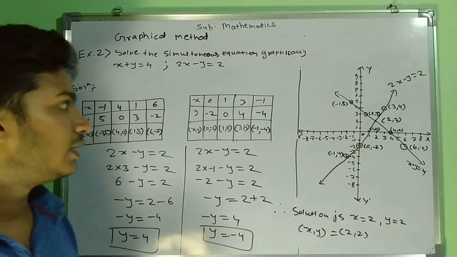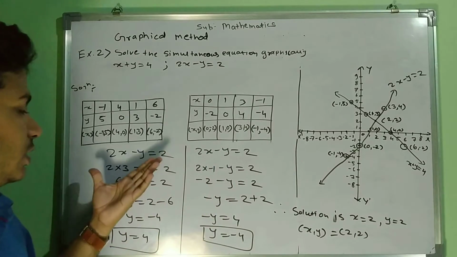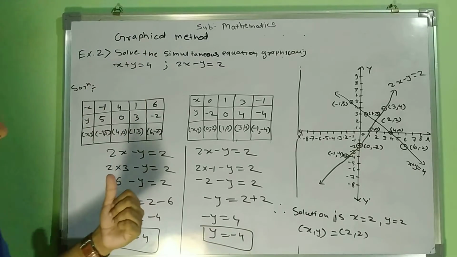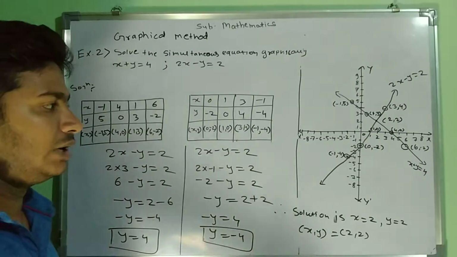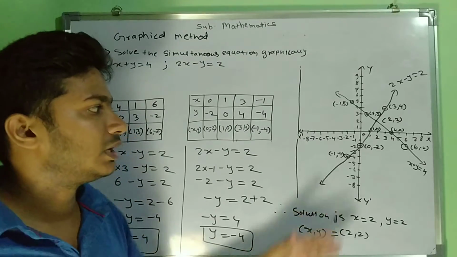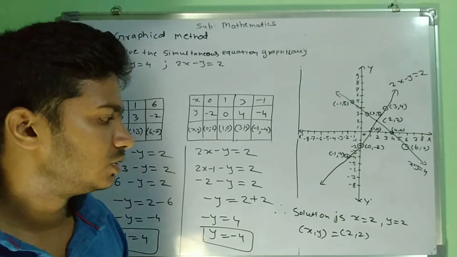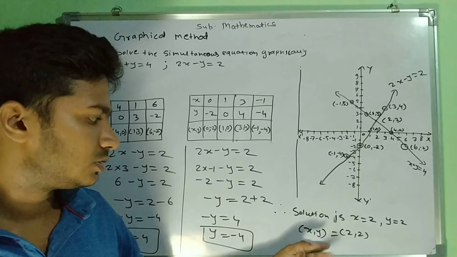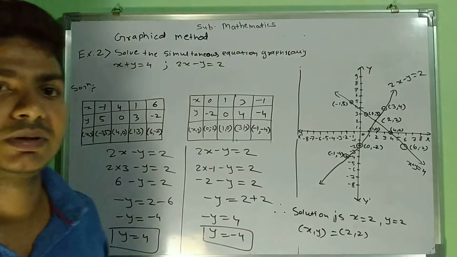So this is how we have to solve simultaneous equations graphically. That means first of all we need to find the 4 ordered pairs from the first equation. After that we need to find the 4 ordered pairs from the other equation, and we need to plot them on the graph. After that find the point of intersection. That point of intersection will be the solution of the simultaneous equation. This is how we have to solve the equation by using the graphical method.